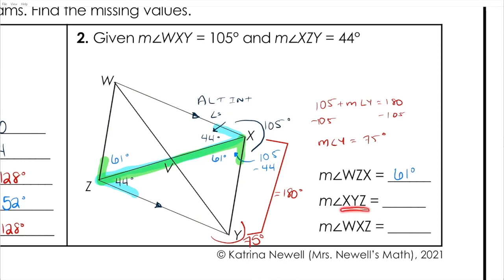X, Y, Z. So X down to Y across to Z. So the whole sum of angle Y, which we found to be 75. And then our final one, WXZ, start at W. Well, that was not a straight line. WX, go down to Z. They want this angle, which we found to be 44, thanks to our alternate interior angles.